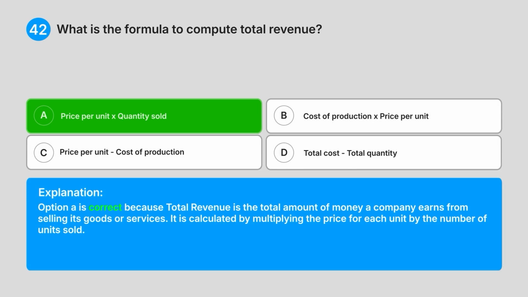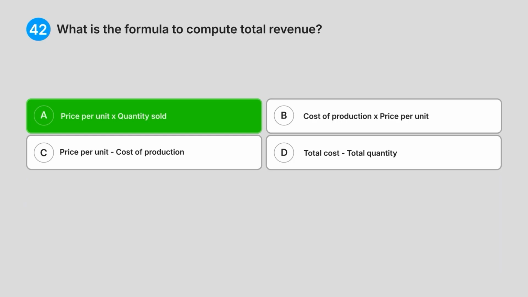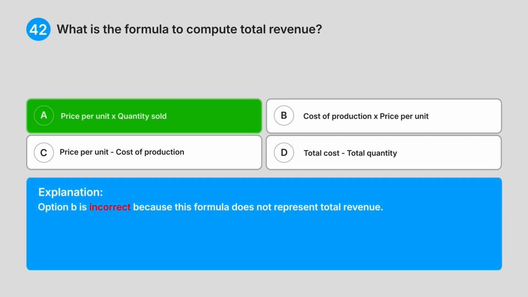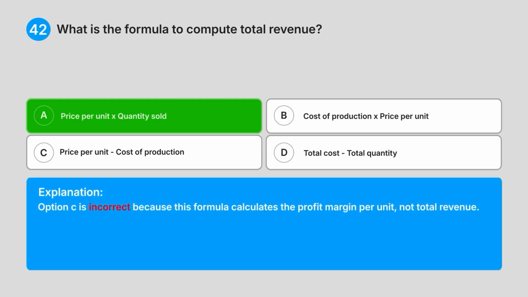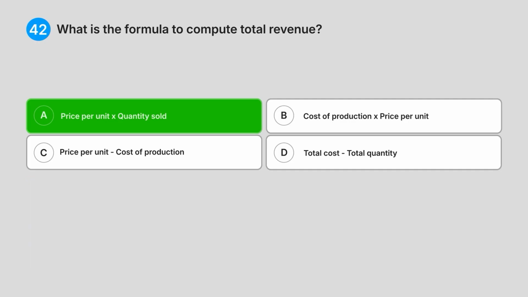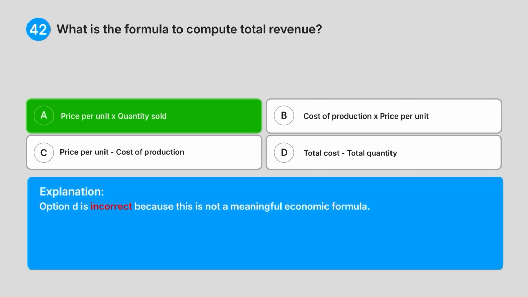Explanation: Option A is correct because total revenue is the total amount of money a company earns from selling its goods or services. It is calculated by multiplying the price for each unit by the number of units sold. Option B is incorrect because this formula does not represent total revenue. Option C is incorrect because this formula calculates the profit margin per unit, not total revenue. Option D is incorrect because this is not a meaningful economic formula.